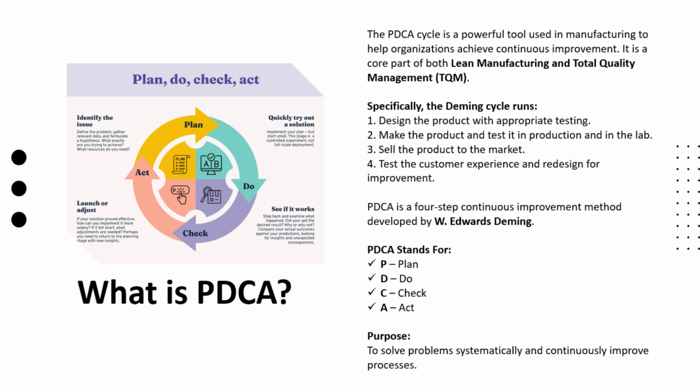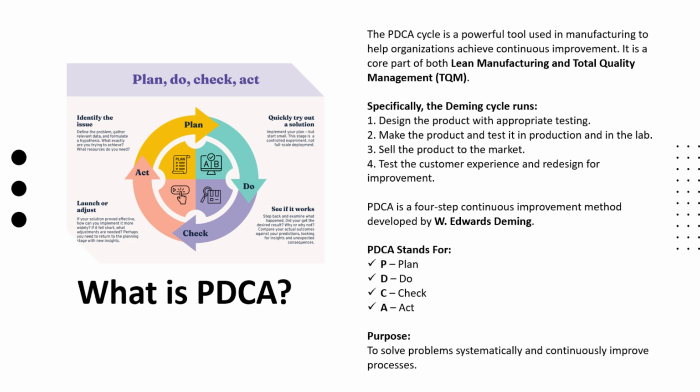The Deming cycle follows four main stages. First, design the product with proper testing. Second, make the product and test it during production and in the laboratory. Third, sell the product to the market. Finally, collect customer feedback, evaluate the customer experience, and redesign the product for further improvement.